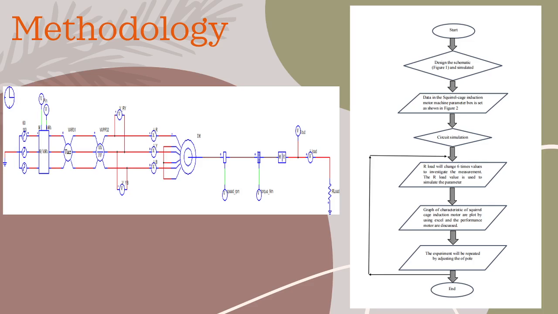The R load values are what I use to simulate the parameter. Next, the graphs of the characteristics of the squirrel cage induction motor are plotted using Excel, and the motor performance is discussed. Next, the experiment will be repeated by adjusting the pole, and repeated again until the end.